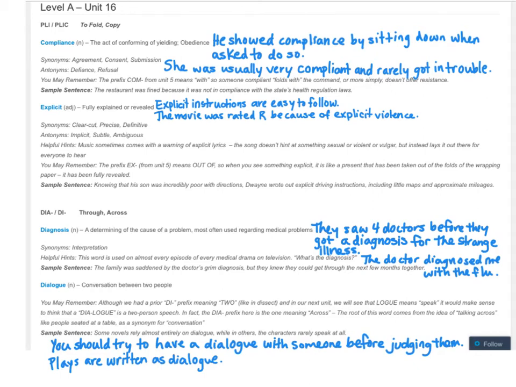Welcome to Unit 16. Your first root is ply or plick, which means to fold or copy. And your first word is compliance, which is the act of conforming, yielding, obedience.